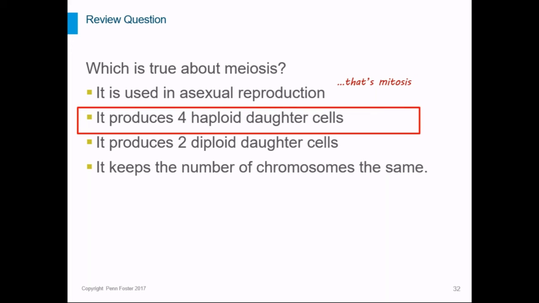Next one, it produces 4 haploid daughter cells. That is the correct answer, so if you got that, good job. Next one is not true. 2 diploid daughter cells, that's also meiosis. And the next one is also not true. It does not keep the number of chromosomes the same. You end up with the daughter cells only having half as many chromosomes. Okay, they become haploid.